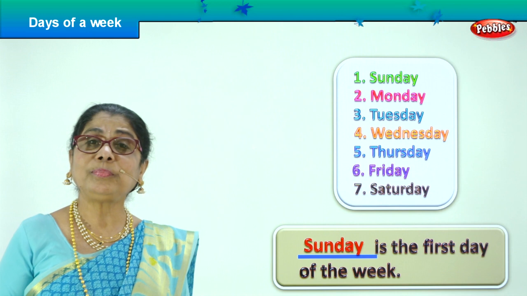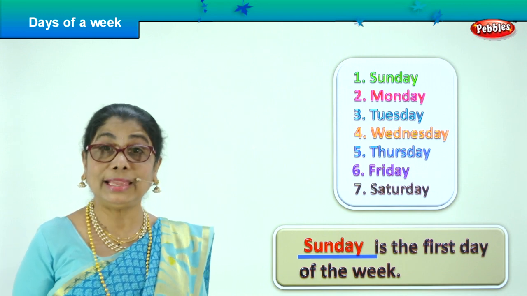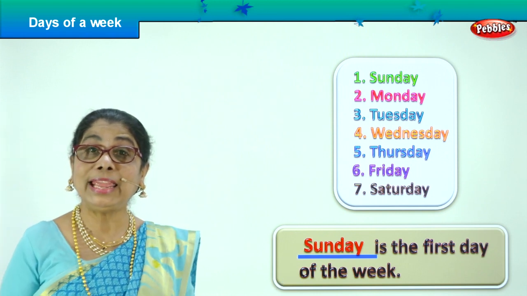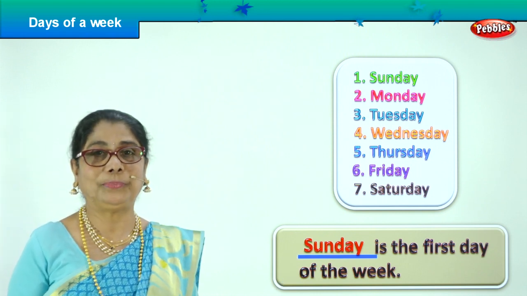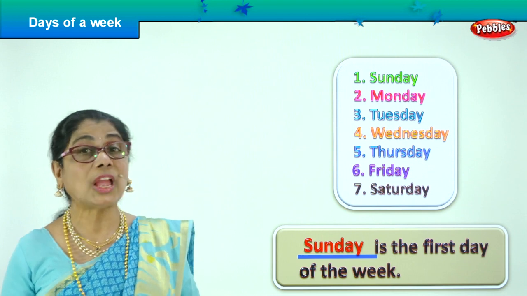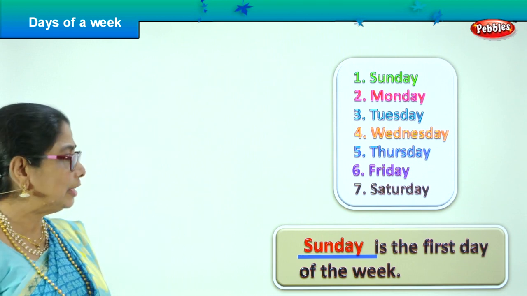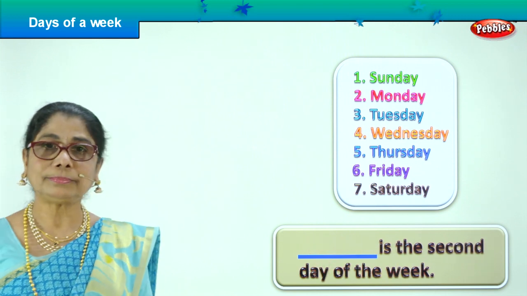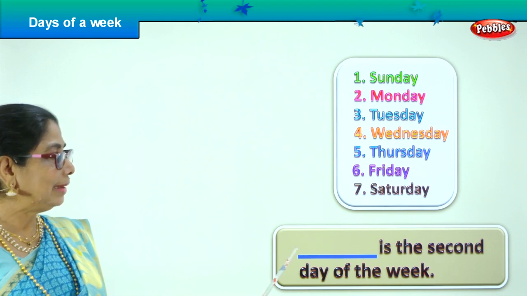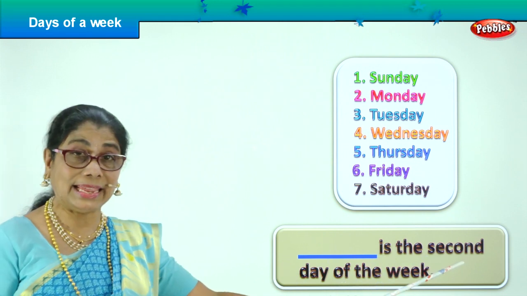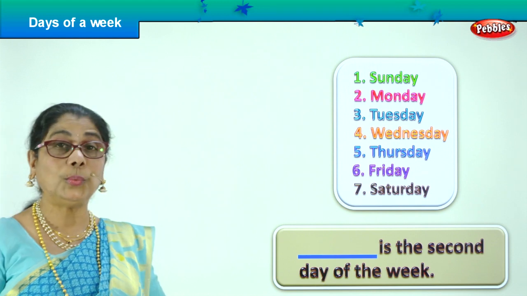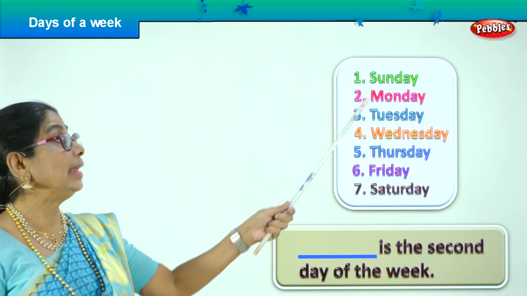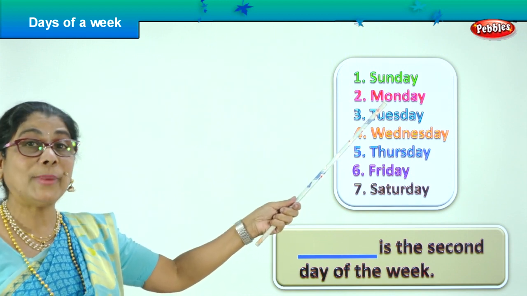Spell Sunday. S-U-N-D-A-Y. And we write the first letter capital because it's the name of the day of the week. Good. Let's look at our next question. What is given to us? What is the question given to us? Dash is the second day of the week. Which is the second day of the week? First is Sunday. Second day of the week is Monday.